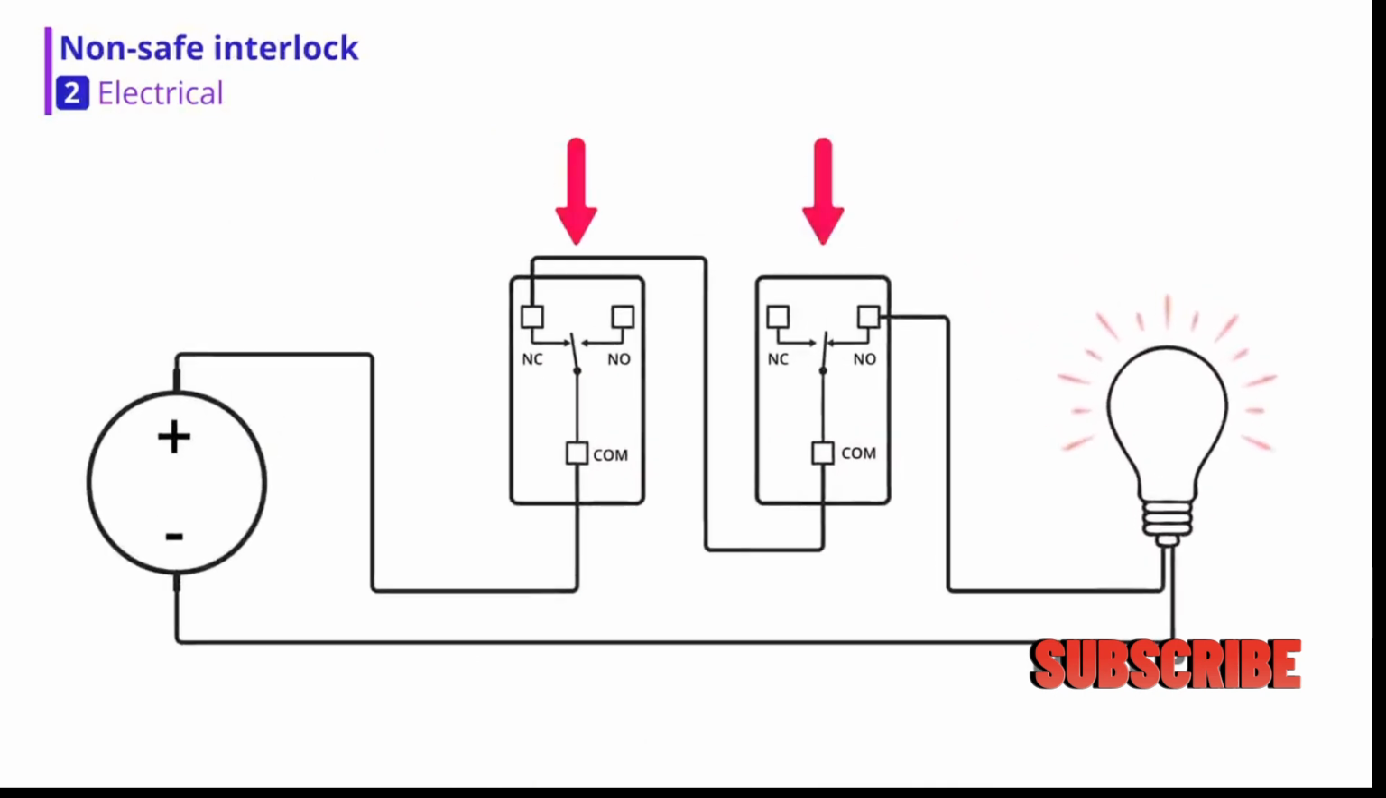Say, for example, you have two relays, CR1 and CR2. You want to prevent CR1 from turning on if CR2 is on.